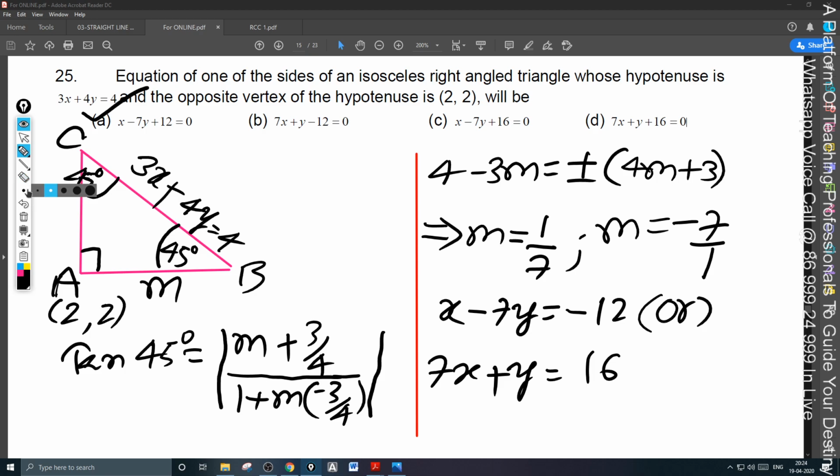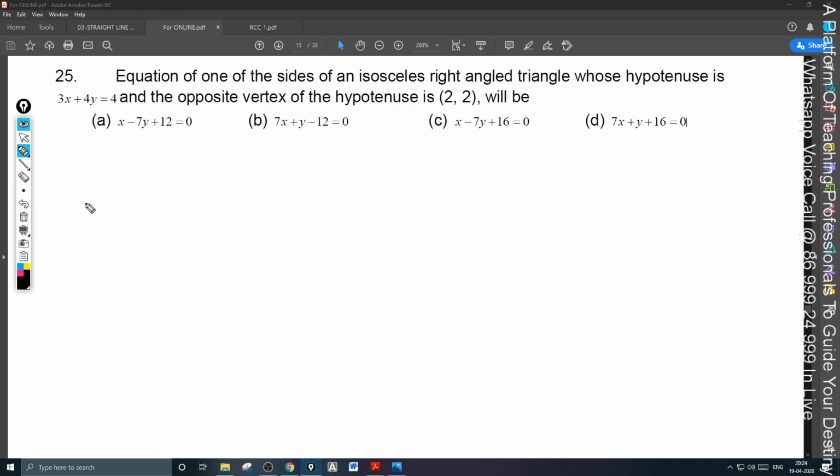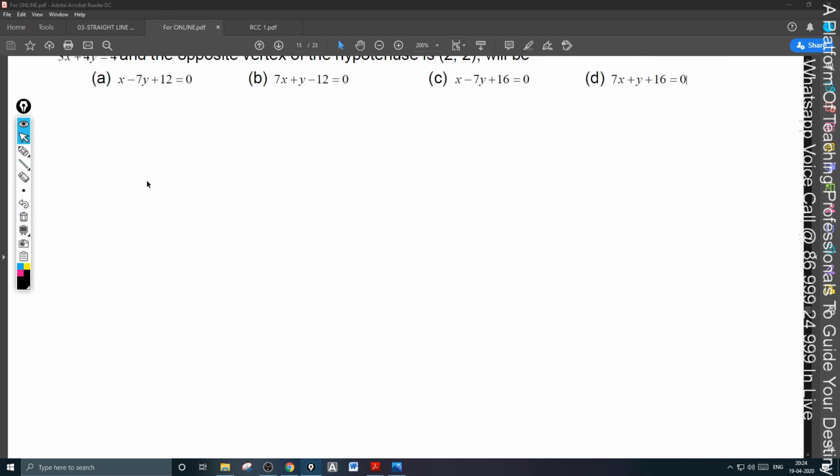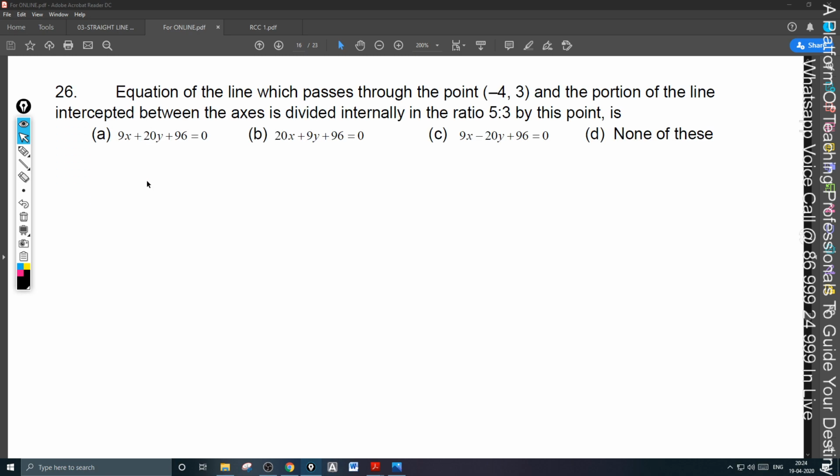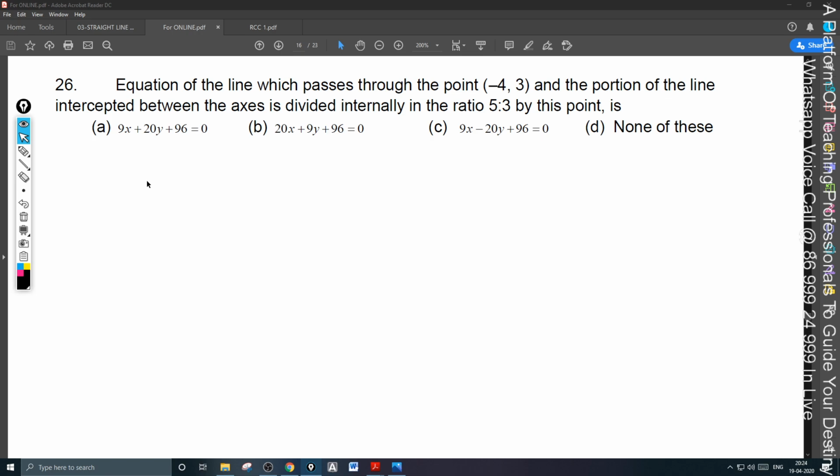Next question, please. Equation of the line which passes through the point (minus 4, 3) and the portion of the line intercepted between the axes is divided internally in the ratio 5:3 by this point is.